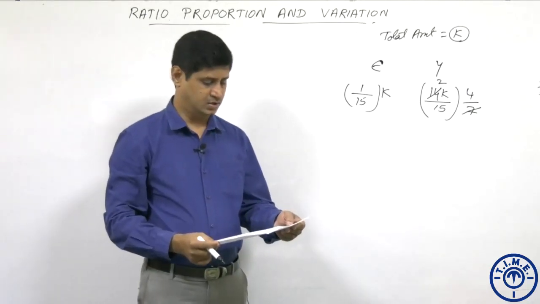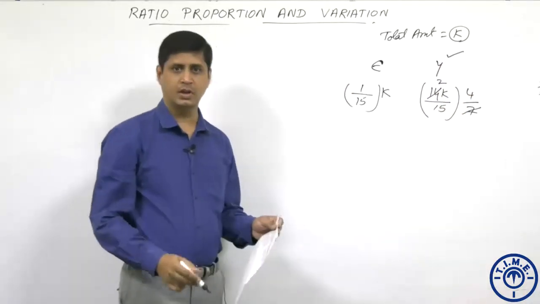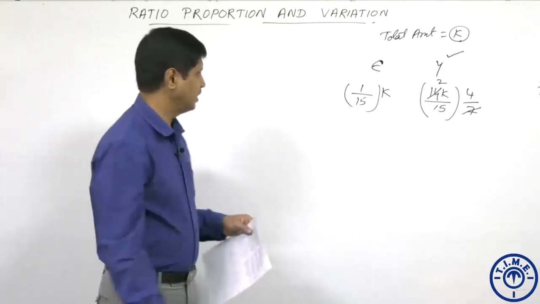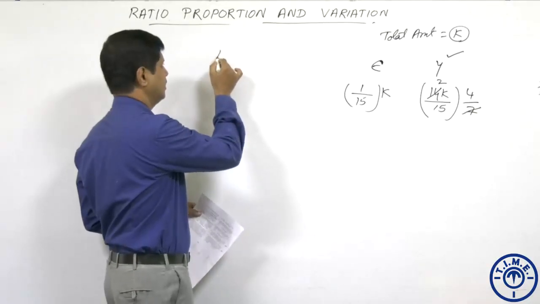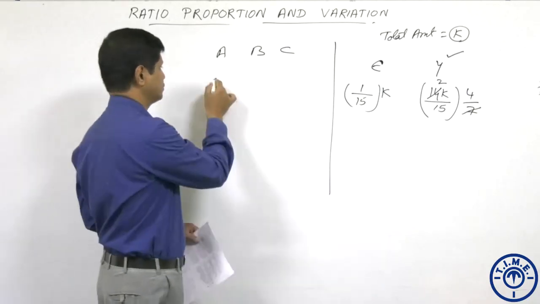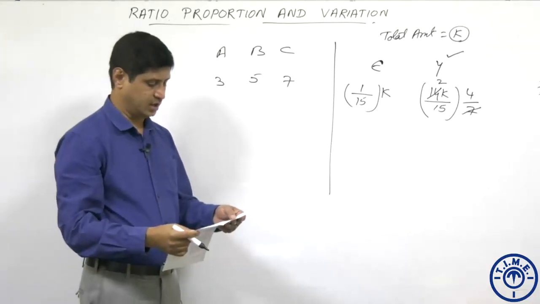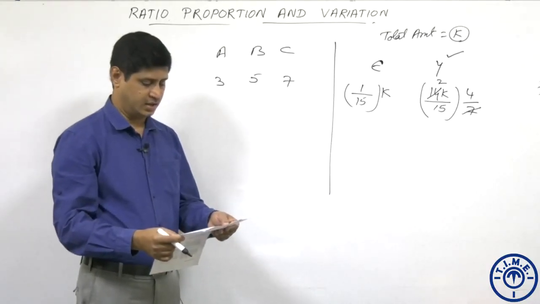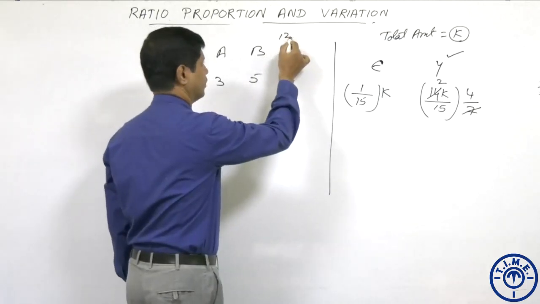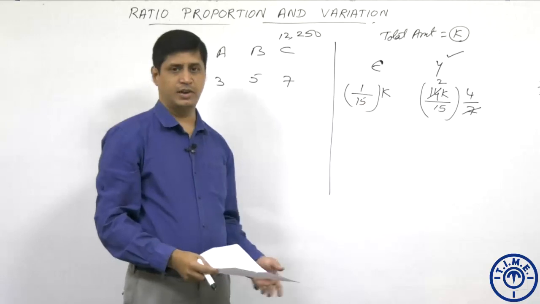Now, what is to be found? The share of the younger one. Now, what is the remaining amount? The remaining amount he invested in the 3 insurance companies A, B and C. What is the ratio of A, B and C? It is 3:5:7. Now, what is the amount invested in company C? It is 12,250. Then what is the younger son's value?